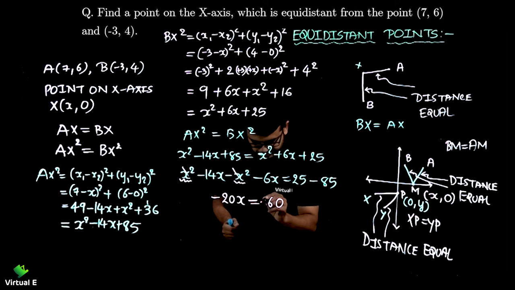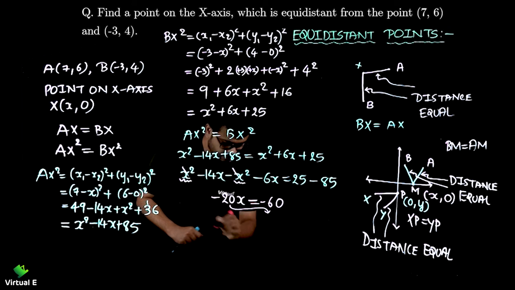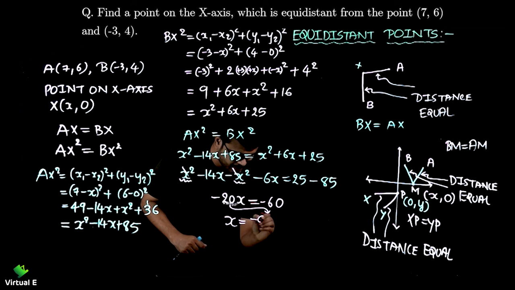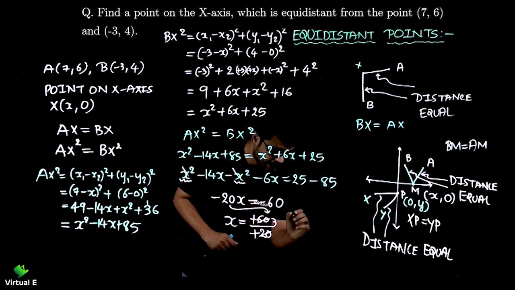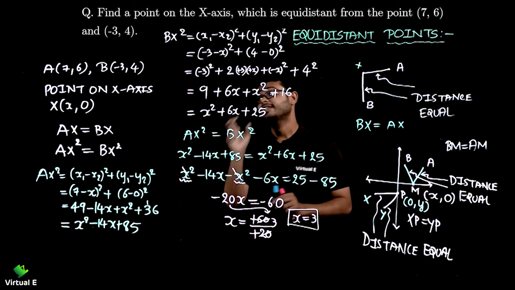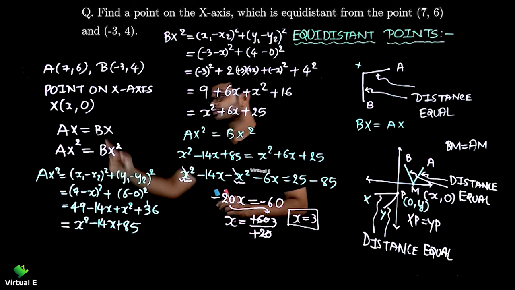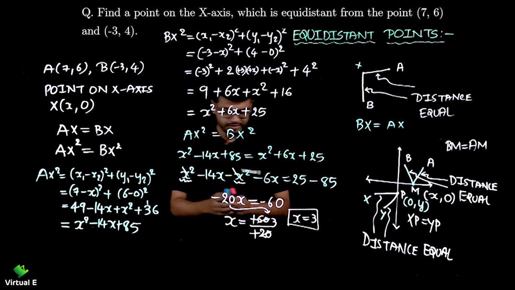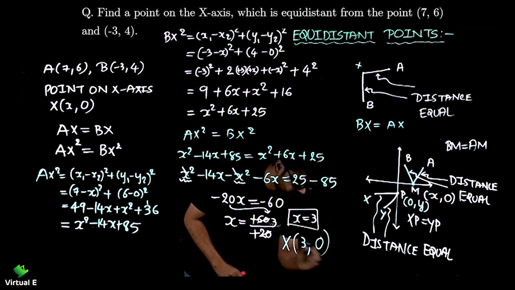Think negative. Okay, we want the value of x. Minus 20 will go into the denominator, so x is equal to minus 60 over minus 20. Minus minus will be plus, and here it will be 3. So the value of x is 3. Now we don't want the value of x only, we want the point. What is that point that will be equidistant from these two points? That point will be (x, 0). So I can write that point is (3, 0).